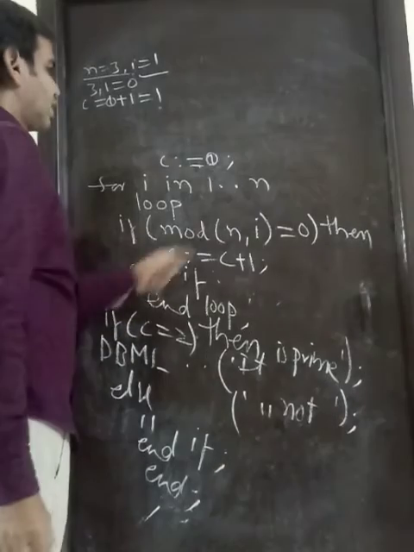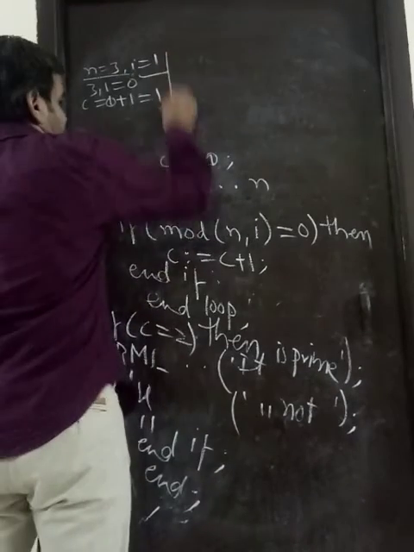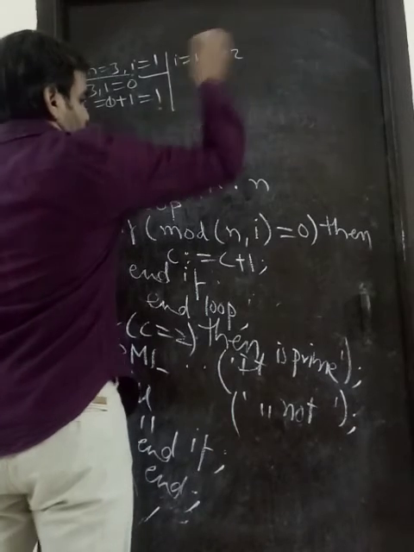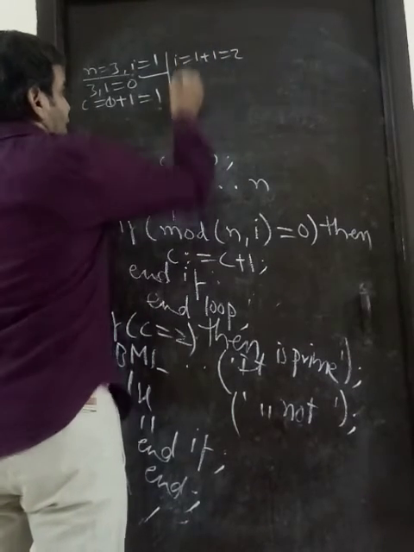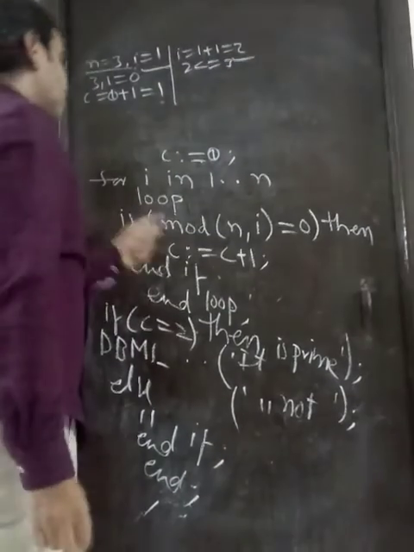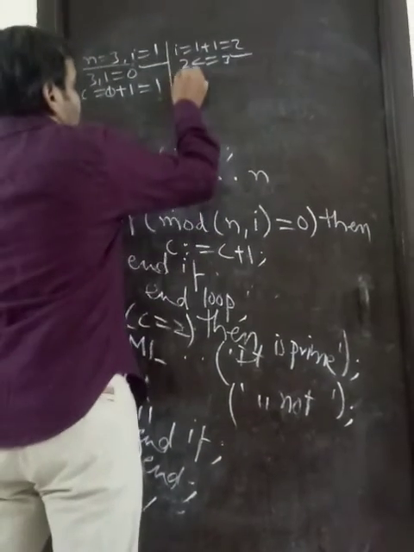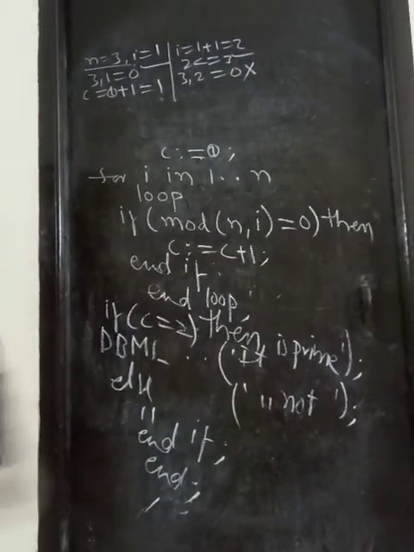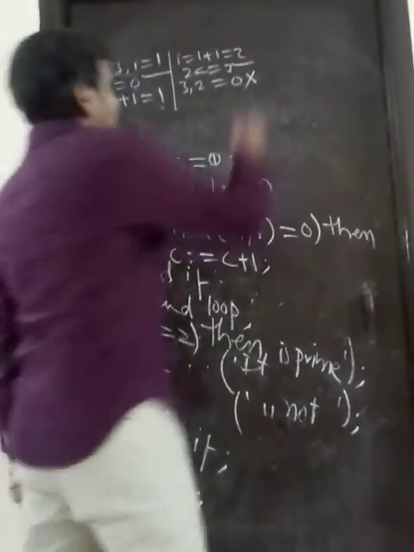After incrementation, again it goes to check the condition. Then i value will increment, i is equal to 1 plus 1 is equal to 2. So condition 2 less than or equal to 3, condition is true. Cursor comes to this location, 3 mod 2, remainder 1, condition is false. If condition is false, c will not be incremented. Again it goes to incrementation of i.